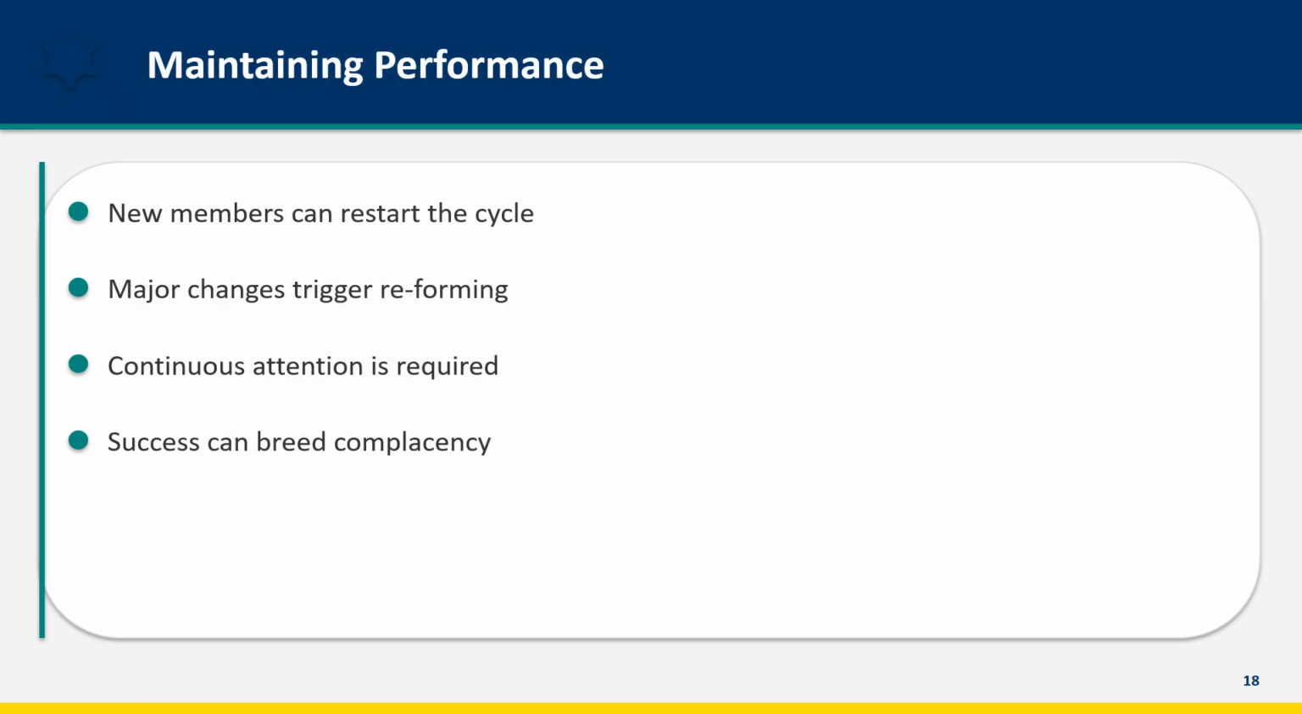Performing isn't permanent. New team members can restart the cycle. They need to integrate, which means some forming and storming with existing members. Major changes like scope changes, reorganizations, or crises can trigger reforming. Continuous attention is required to maintain performance. Don't take it for granted, as success can breed complacency. High-performing teams sometimes coast. Keep them challenged and engaged.